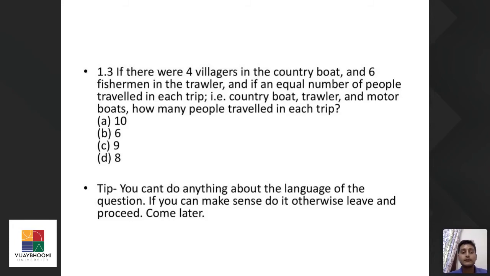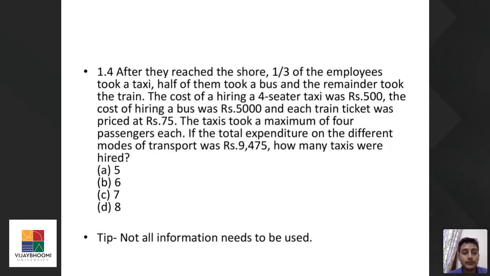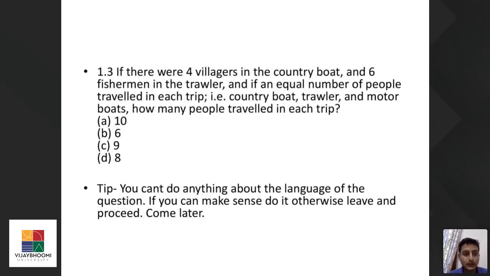If there were four villagers in a country boat and six fishermen in a trawler, and if an equal number of people traveled in each trip, that is country boat, trawler, and motorboat, how many people traveled in each trip? To be very honest, what I felt from this question was that it's not very clear, but that's why I left it over in the tip, because I asked someone and they interpreted the same question in a very different manner.